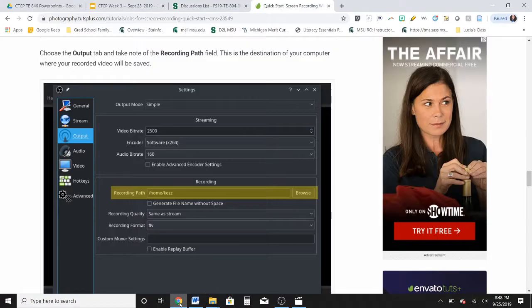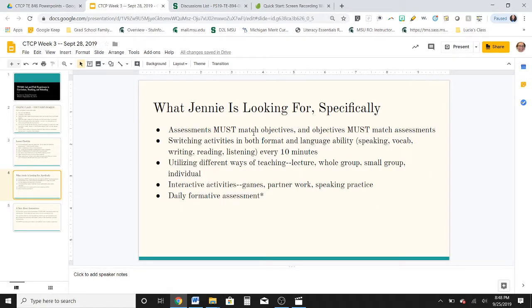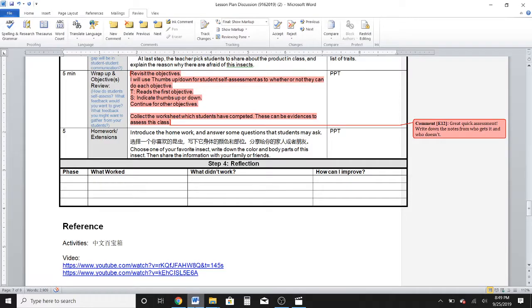I'm going to bounce back. Okay, I checked to make sure that the objectives match the assessment and the assessment matches the objectives. I made sure that they're switching activities, both in format and language ability. They're using different methods of teaching. They have interactive activities. They have a daily formative assessment. It's not perfect, but it has promise, and that's what I'm looking for.